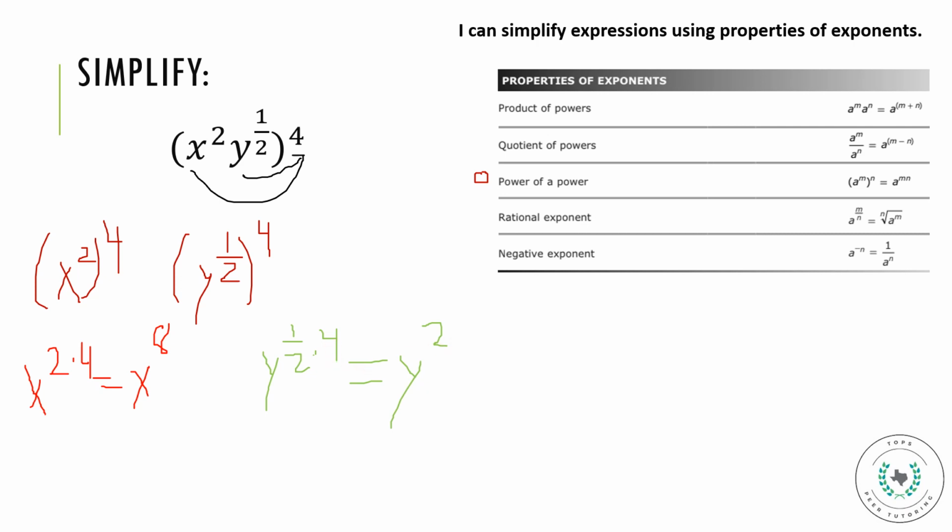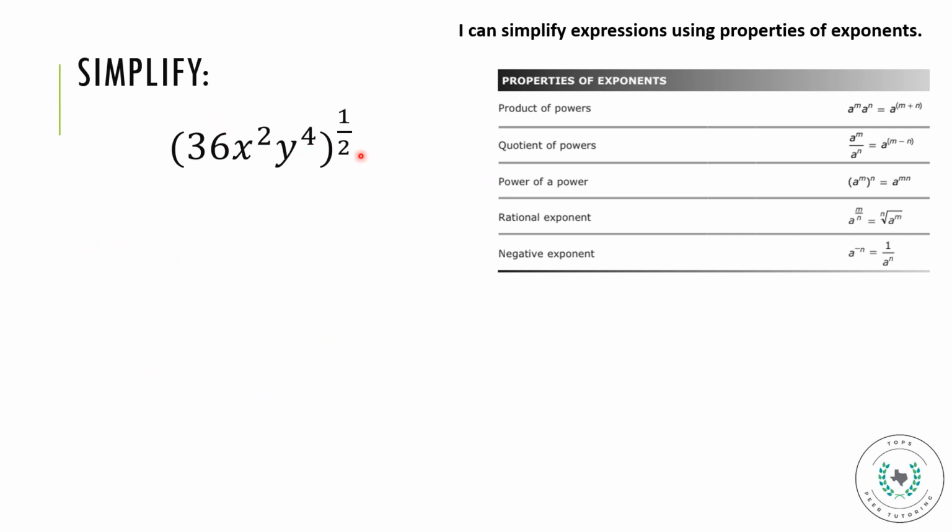So interestingly, when you write this answer, you get x to the power of 8 and y to the power of 2. So in your final answer, you don't actually need to put a square root of anything at all. So remember, just because it has a fractional exponent does not necessarily always mean that you're going to end up with a square root anywhere in your answer.